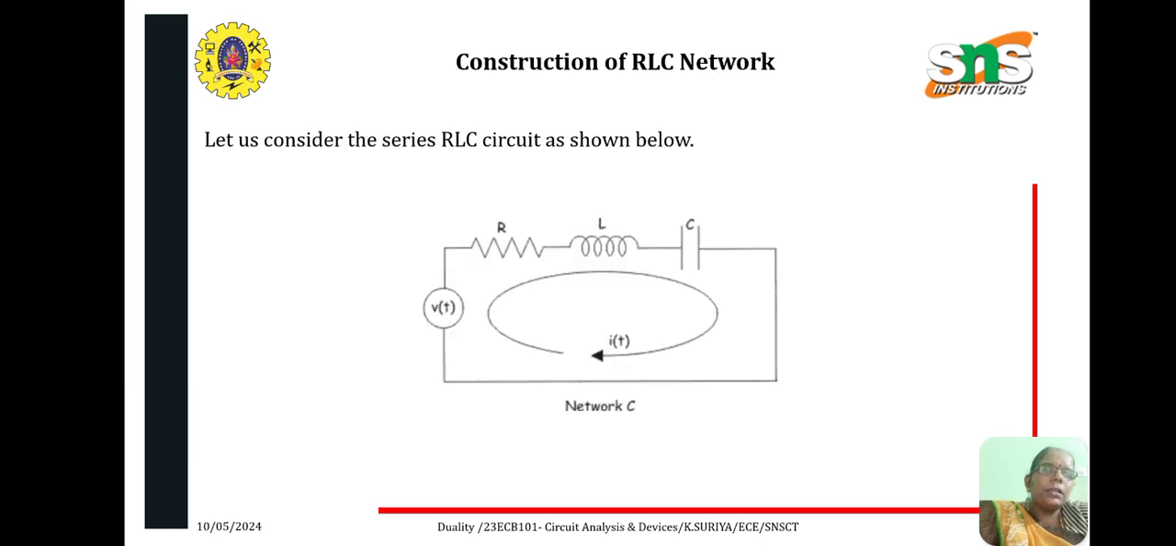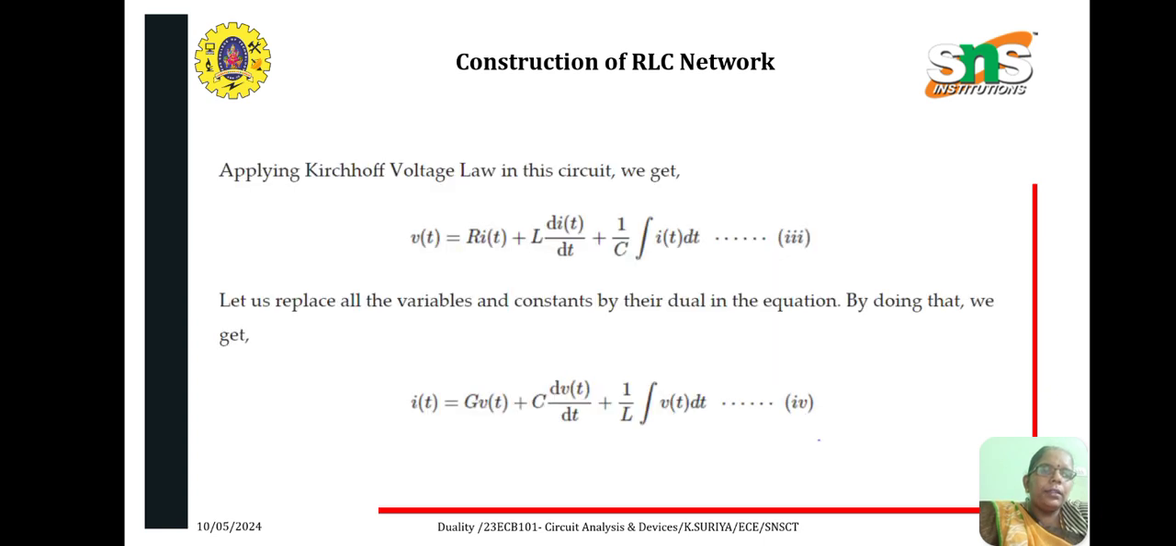Now consider an RLC circuit. Here you have a voltage source V of t connected in series with a resistance, an inductance and a capacitance, mentioned as R, L and C. The current flowing through the network is I of t. Now if you write Kirchhoff's voltage law, V of t is equal to R into I of t plus L into di of t by dt plus 1 by C into integral I of t dt.